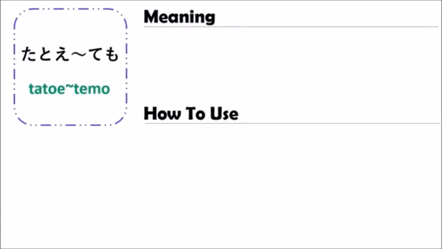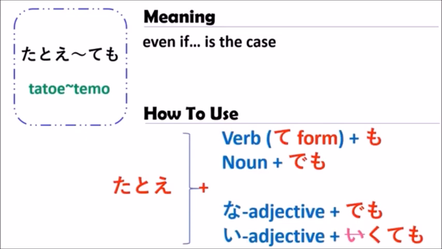The grammar of tatoe nani temo means that even if something is the case. So how to use it? In Japanese, when you use the grammar of tatoe nani temo, you can use the verb, the noun, the na-adjective, and the i-adjective, as you see here. But when you use the verb, you should change the verb to the te form, and after that follow it by mo, which means temo.